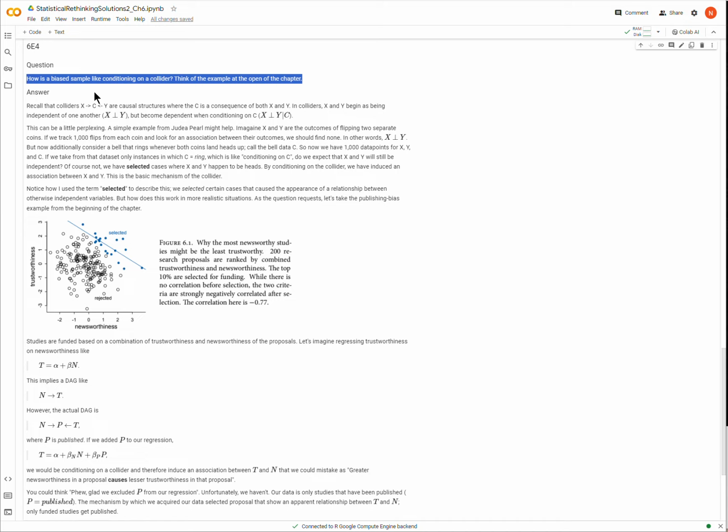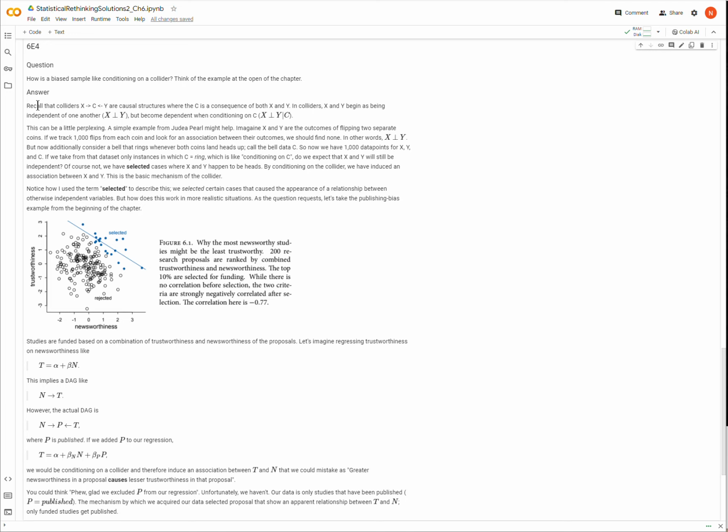Let me say that a little bit differently. I feel like that was a little confusing, even though that's verbatim. So how is a biased sample similar to conditioning on a collider? Okay, and we're meant to relate this to the example at the beginning of the chapter, and I'll go over that here in a minute.